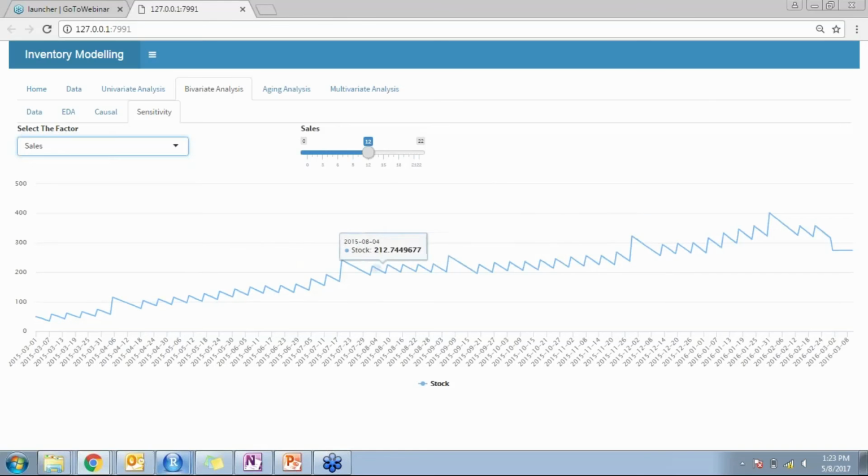Similarly, we can consider sales and we can see how it is affecting the total output. You would see the trend changing because we are taking a different level of variable range for each of the factors that we talk about.